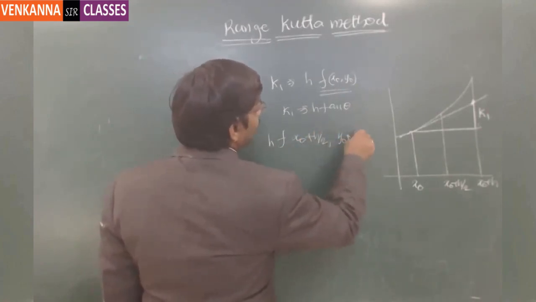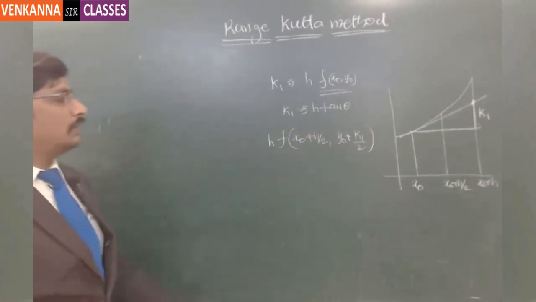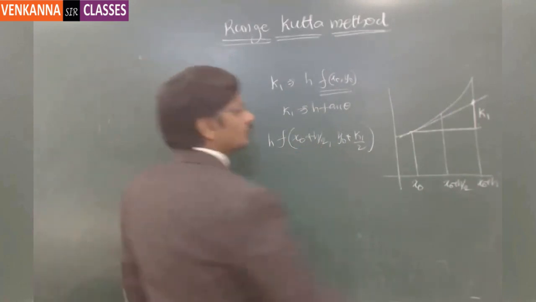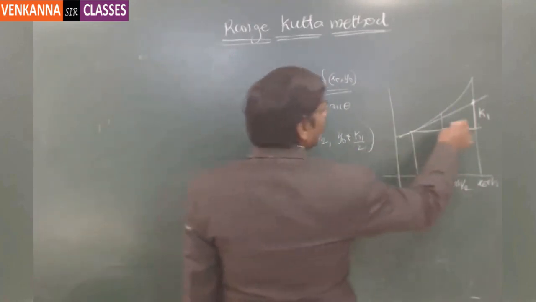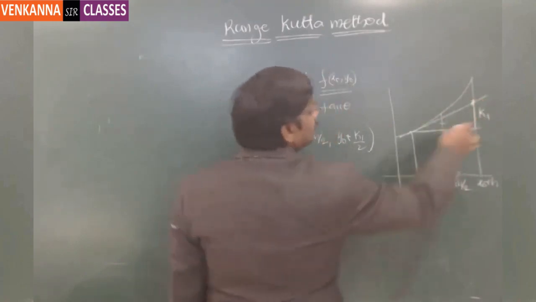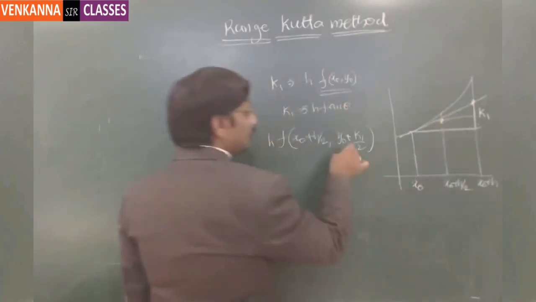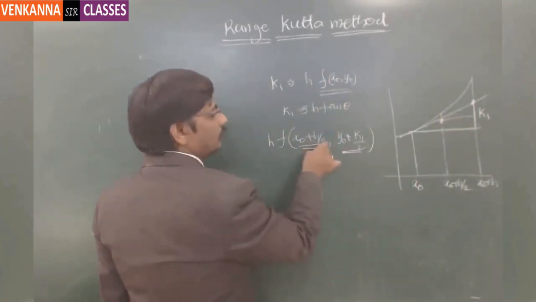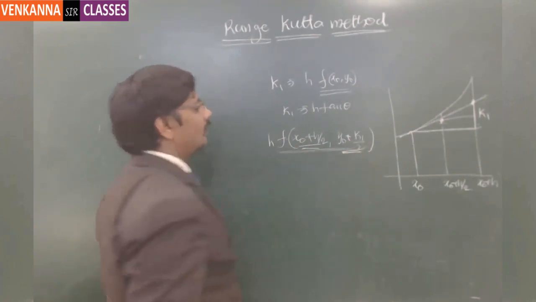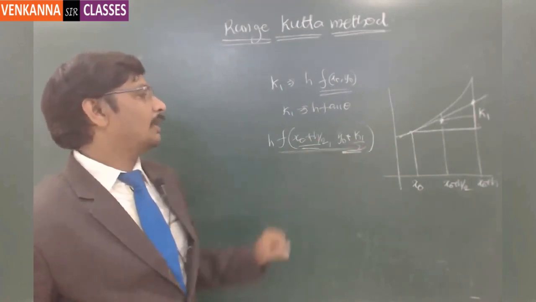And then the next one is h times f of x naught plus h by 2 comma y naught plus K1 by 2. So here the point is x naught plus h by 2 and y naught plus K1 by 2. So that location is K1 by 2. Half of that was considered here, so somewhere here you are going to get it. Now this value and this value are considered for the purpose of tan theta at the location of x naught plus h by 2 comma y naught plus K1 by 2.